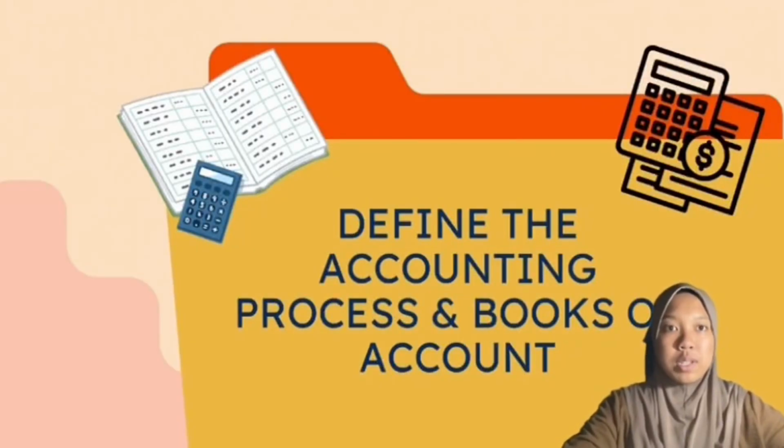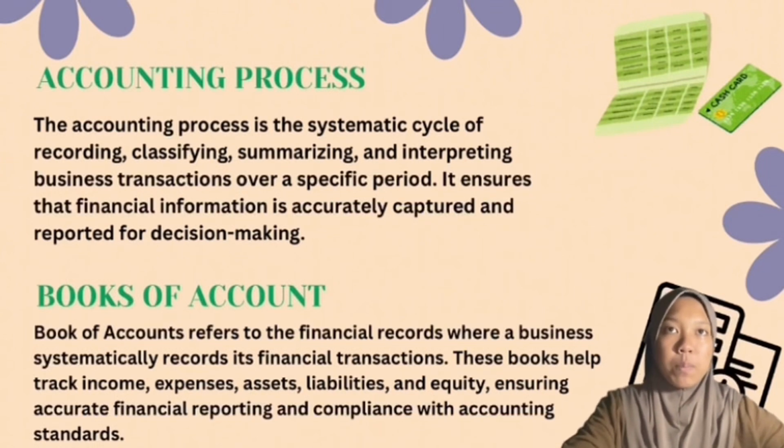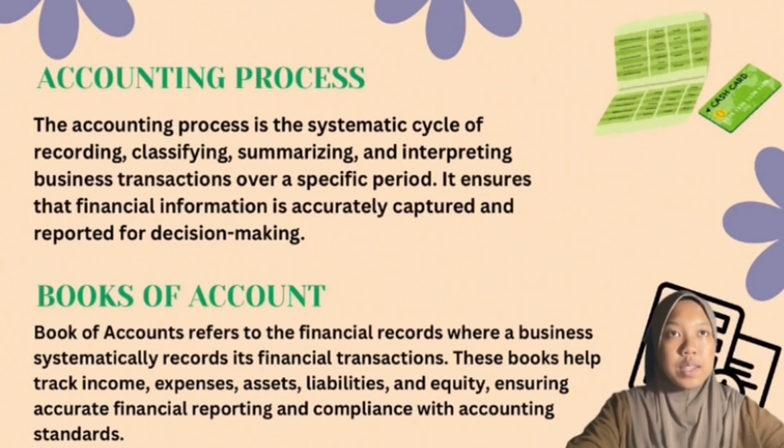Define accounting process and books of accounts. First, accounting process. The accounting process is the systematic cycle of recording, classifying, summarizing, and interpreting business transactions over a specific period. It ensures that financial information is accurately captured and reported for decision making.